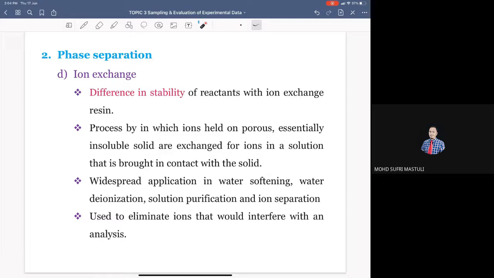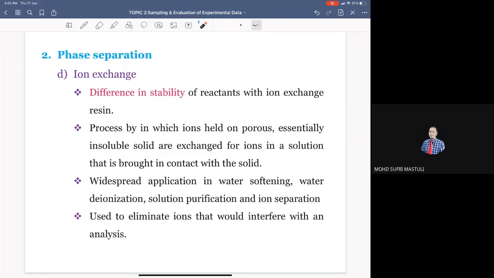Another technique to eliminate the interference by using phase separation can be done by ion exchange. Ion exchange is a difference in terms of stability. So you just remember: different volatility, different solubility, different miscibility, and now a difference in terms of stability. So different stability of reactant with the ion exchange resin.